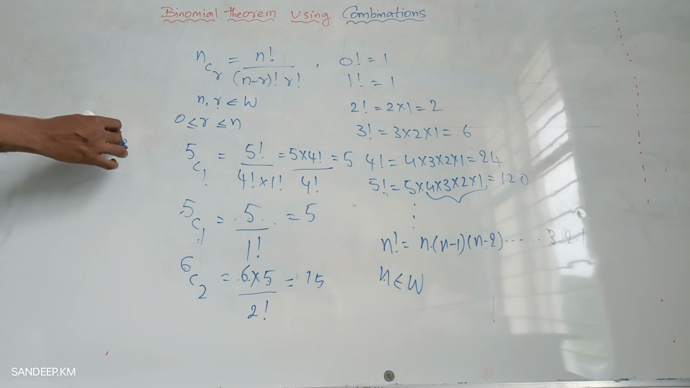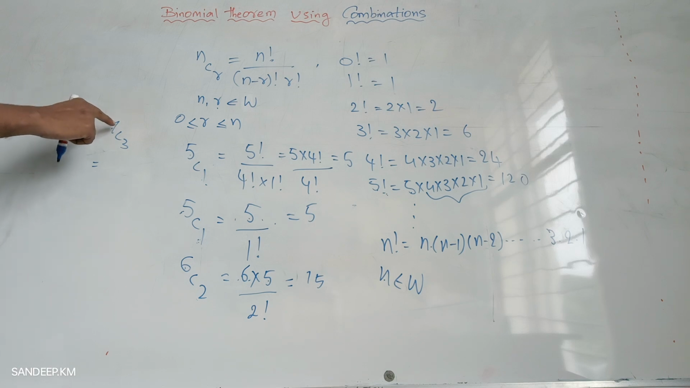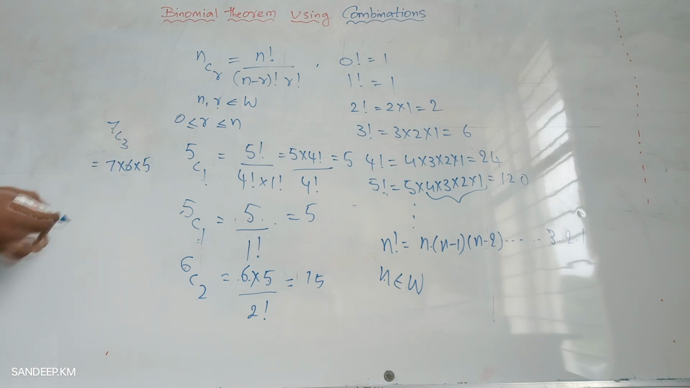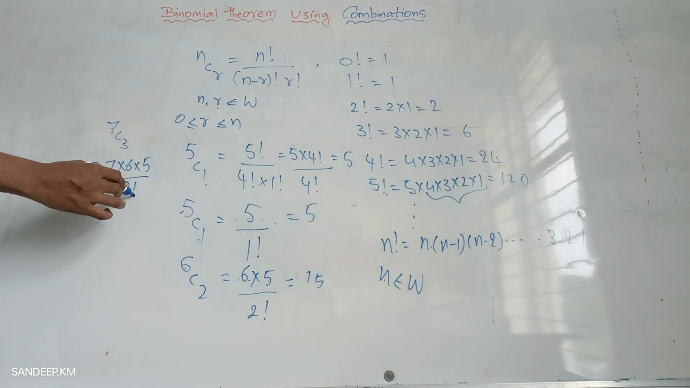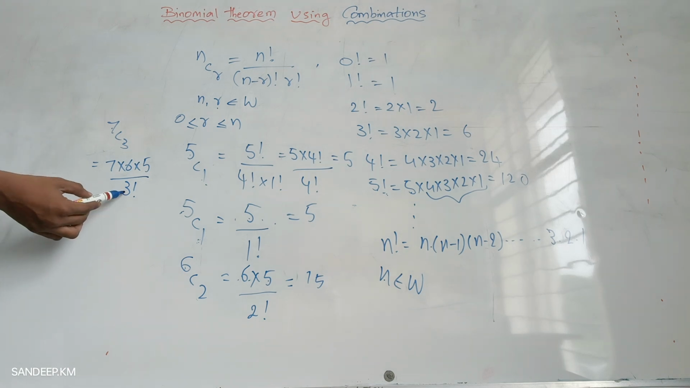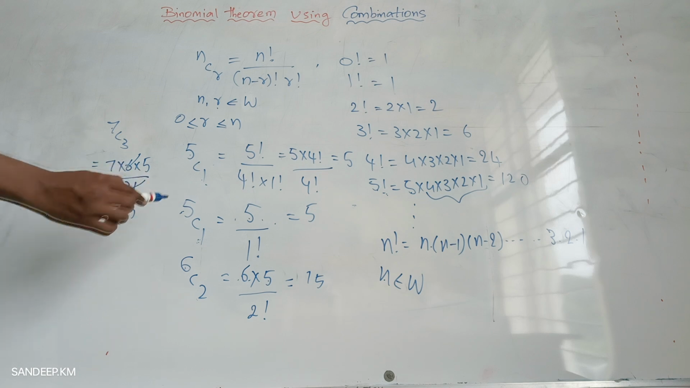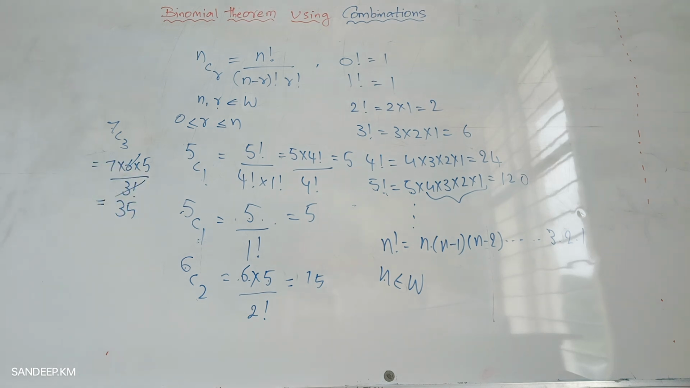Again, 7C3. How will you find 7C3 value? Starting from 7, how many numbers must be written in decreasing order? 3 numbers. So 7 into 6 into 5, divided by what factorial? 3 factorial. You know 3 factorial is 6. So 6 and 6 will get cancelled, you will get 35. So 7C3 value is 35.